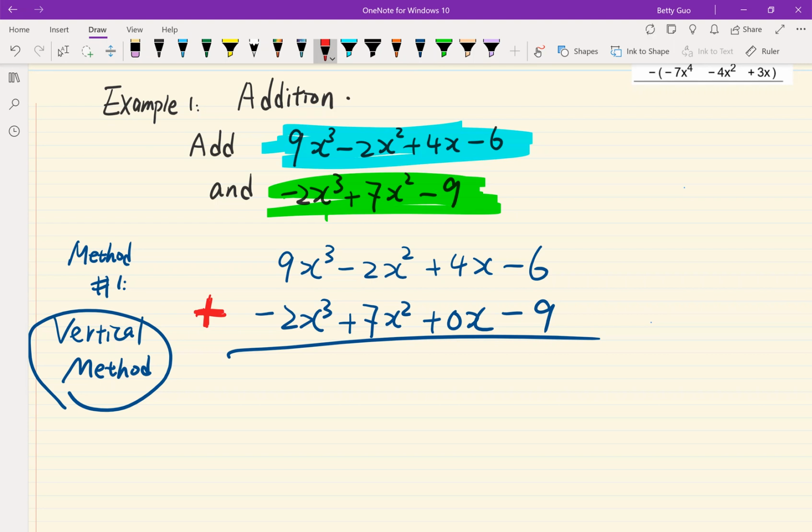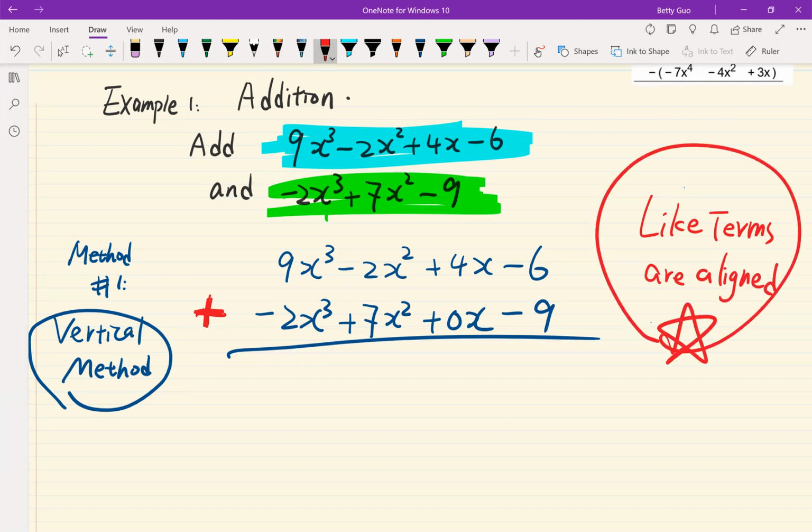Let me write it down. We need to make sure like terms are aligned. Super important. People make a mistake because maybe, okay, minus 9, they put a 9 here. You cannot operate 2 terms if they are not like terms. Am I clear? Vertical method: make sure the 2 polynomials are aligned vertically.